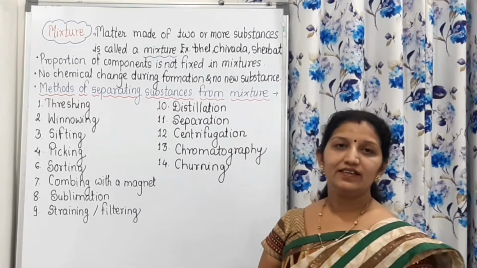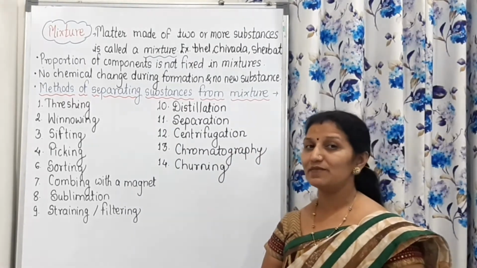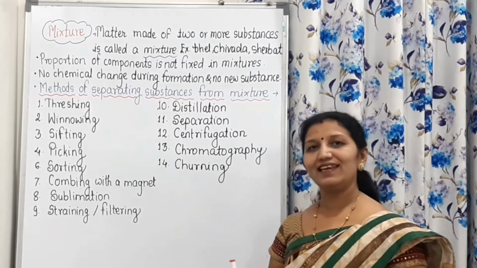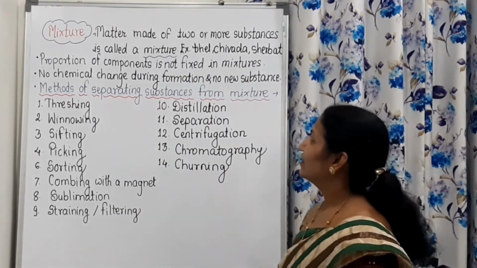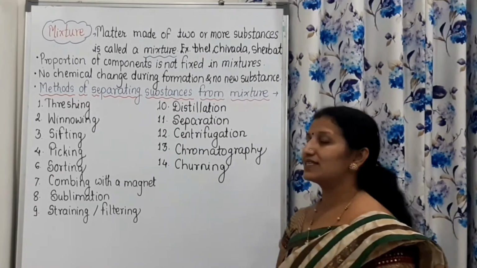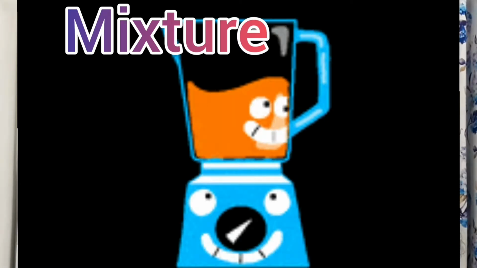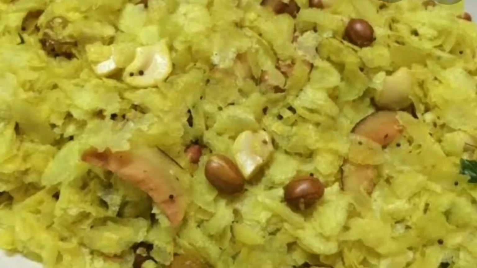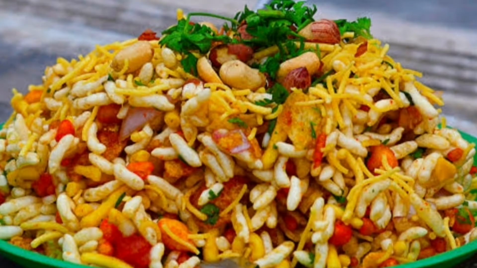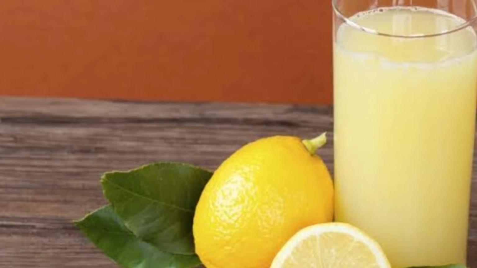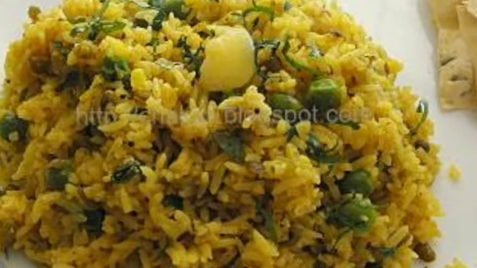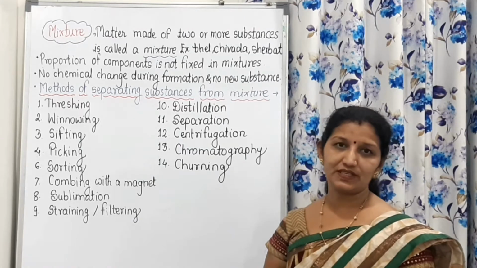Children, we have studied what is a mixture. Let us see the definition again. Matter made of two or more substances is called a mixture. And the examples are chuda, bhel, then nimbu sharbat, khichdi. There are so many examples of these mixtures.